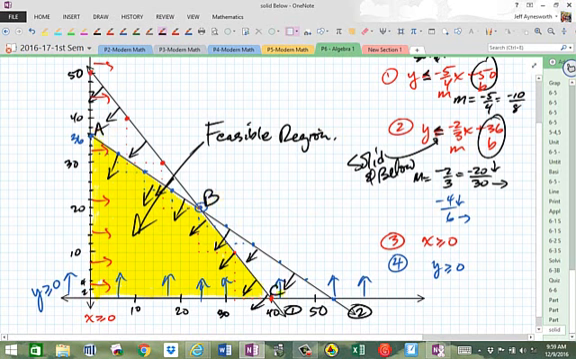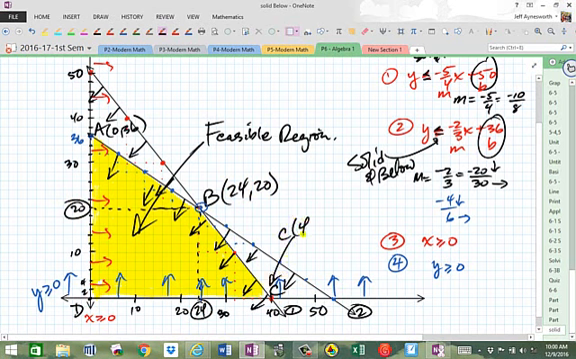A is 0, 36. B is 24, 20. C is 40, 0. So we have 3 vertices that we need to check and analyze. Okay, so let's go back to our lesson here, and let's take these vertices and maximize the profit and finish the problem.